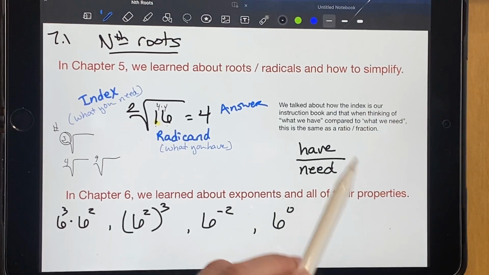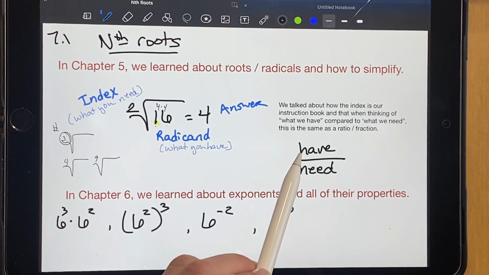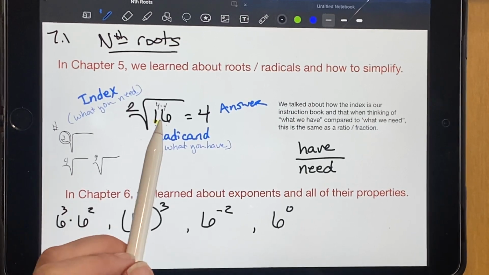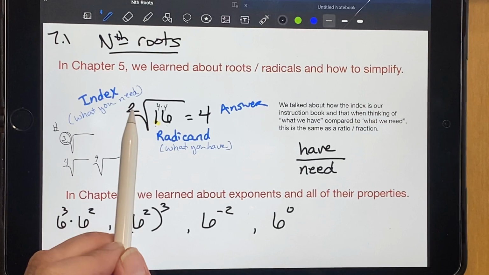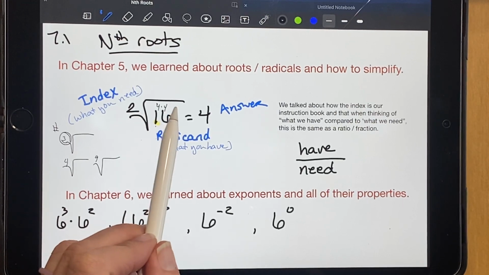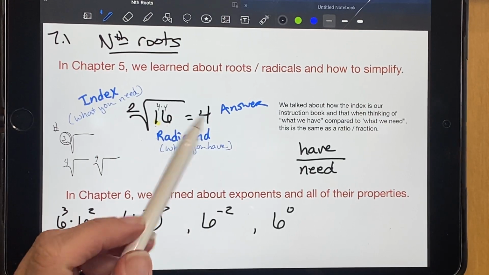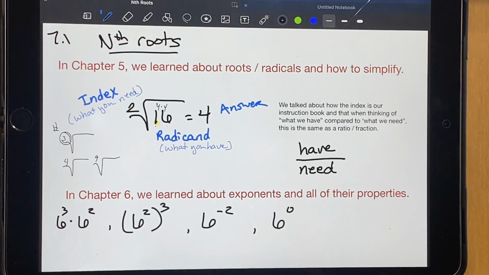Our roots are still an instruction guide. It tells us what we have over what we need. And so we've got how many we have. We need two, do we have two? When those match up, we have that number once, we can pull it out. Remember that we've often talked about it in the fraction form that way.